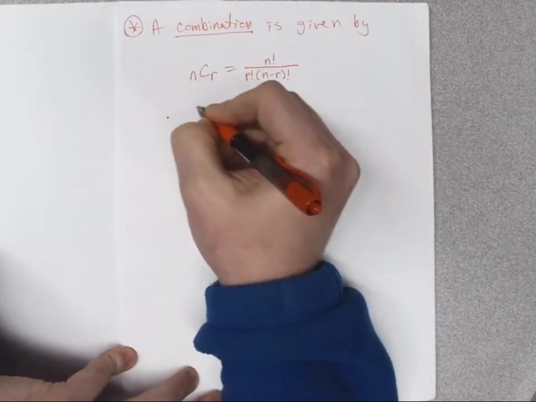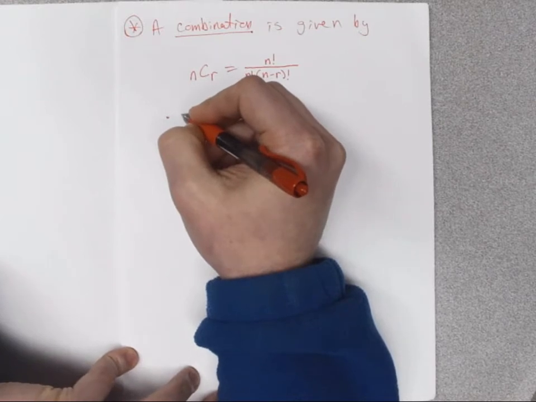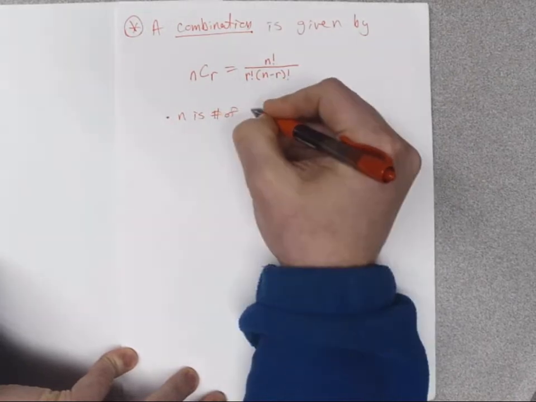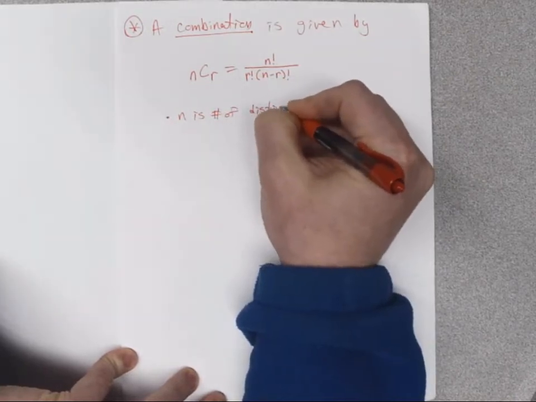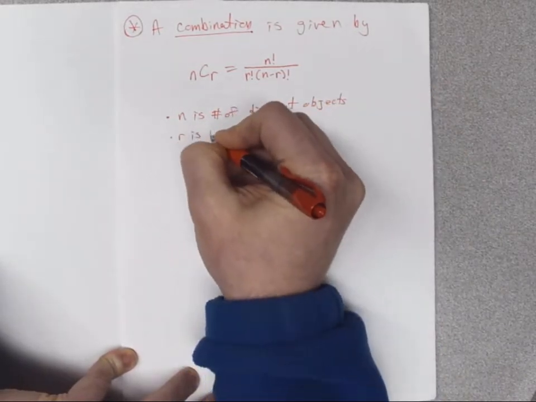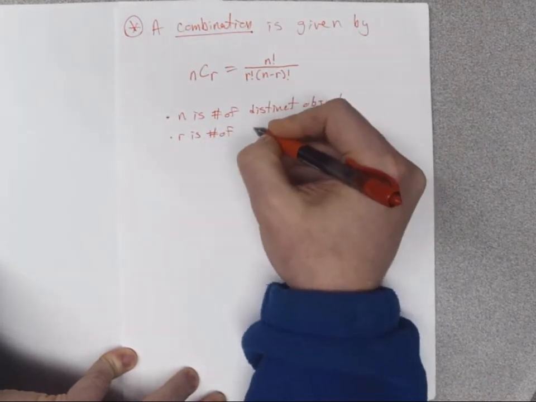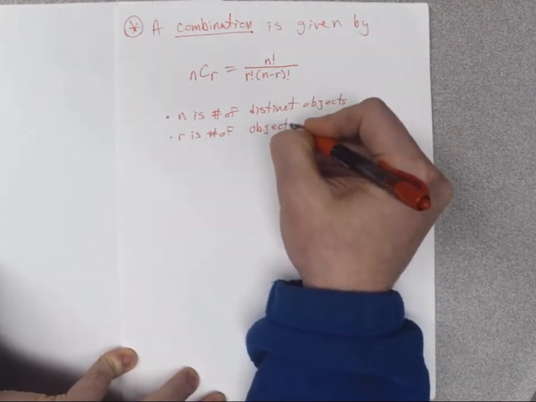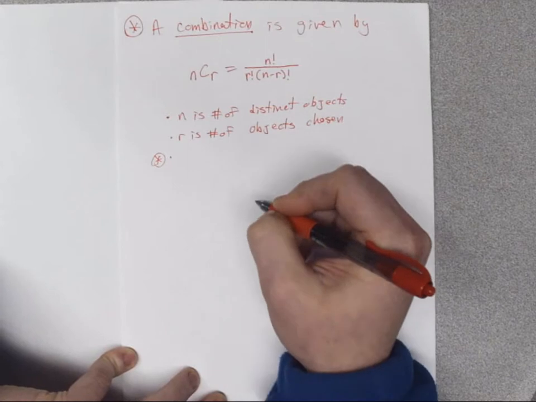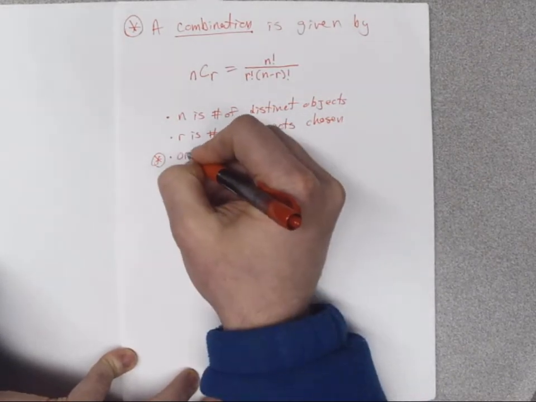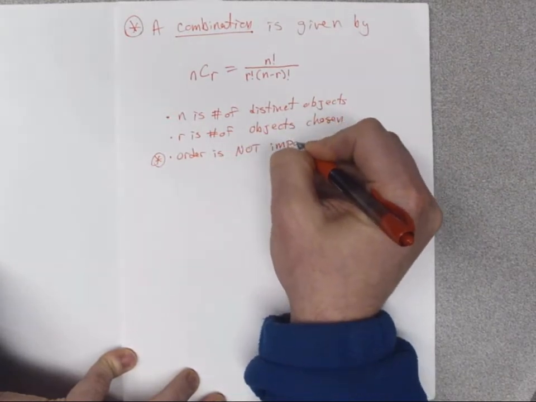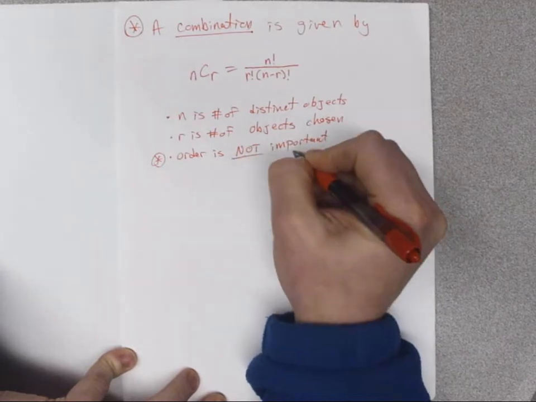So we have 3 bullet points again, and they're the same ones except for the third bullet point. N is the number of distinct objects. R is the number of objects chosen. And the third one, most important, this is the difference between combination and permutation: order is not important.